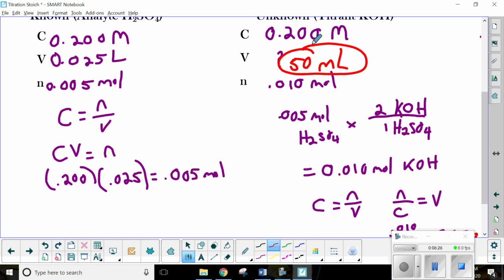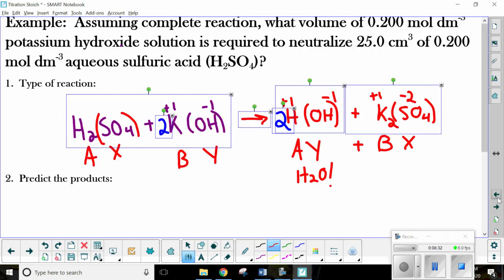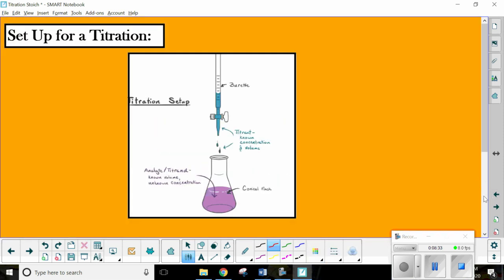So what does this exactly tell us? If I go back to that diagram that I had, that means that in here, the amount of sulfuric acid would have been completely neutralized with 50 milliliters of the potassium hydroxide that is put into here. So this is your first introduction to concentration stoichiometry.